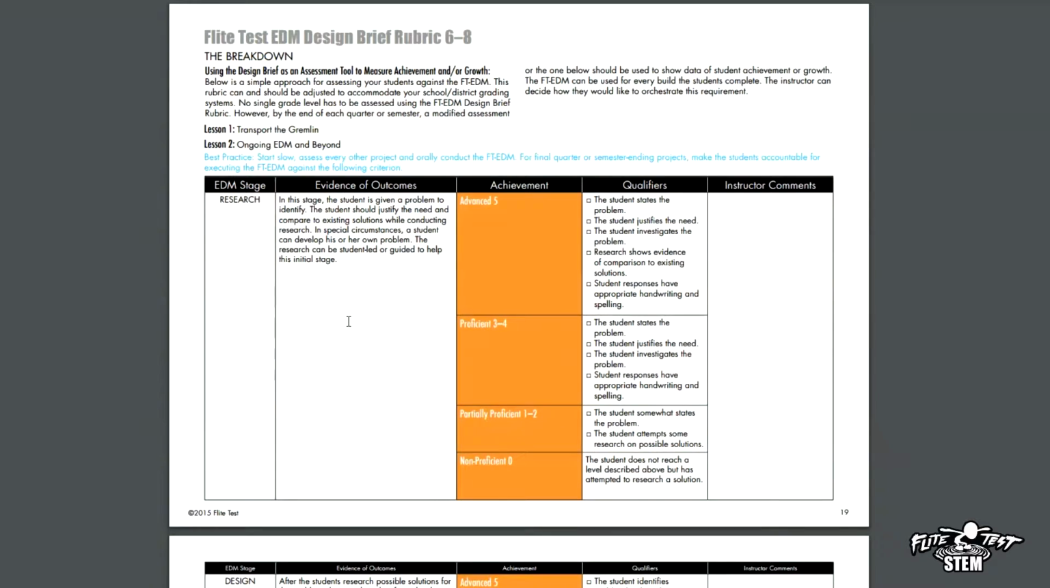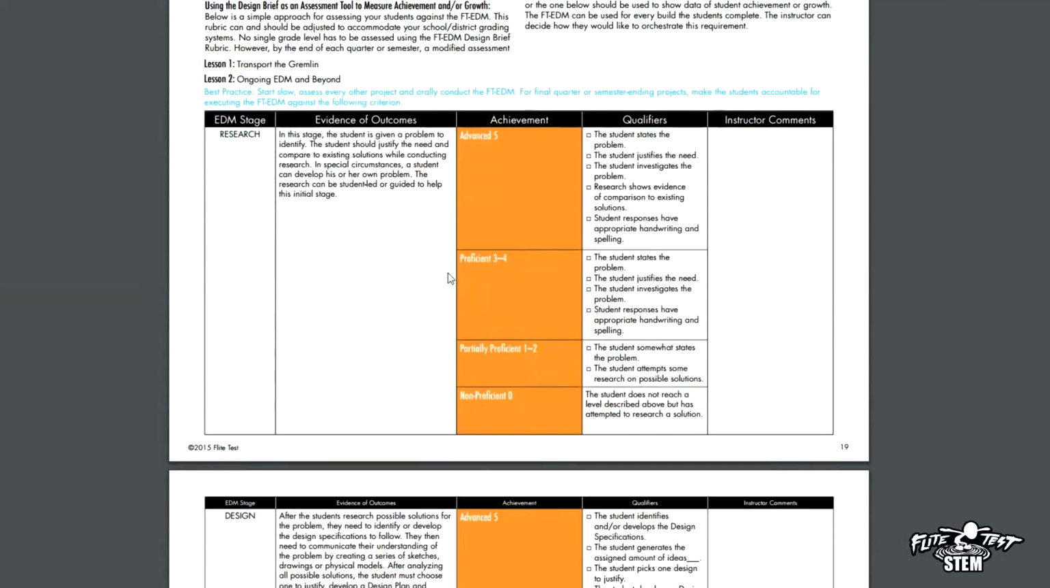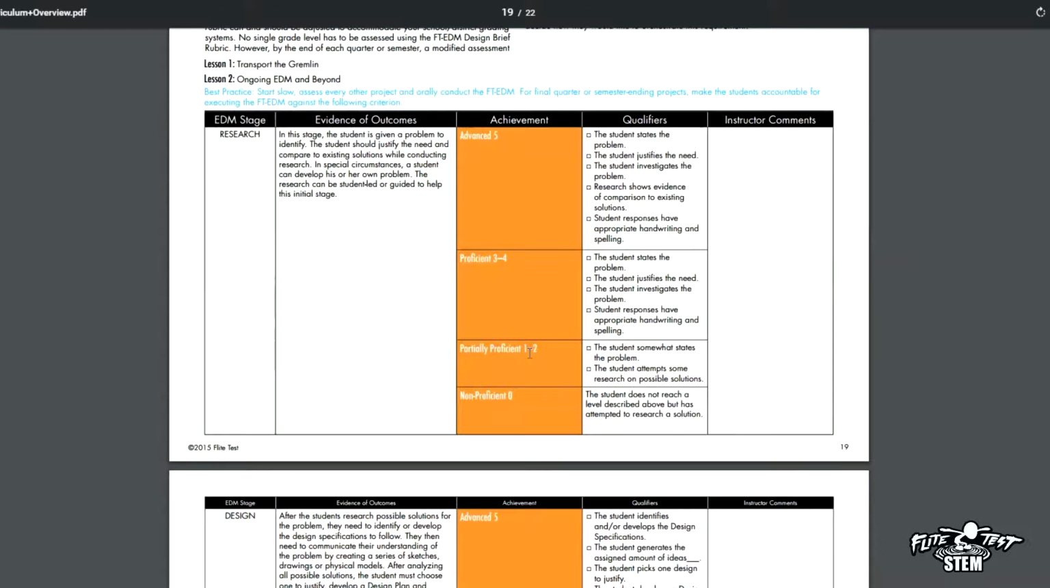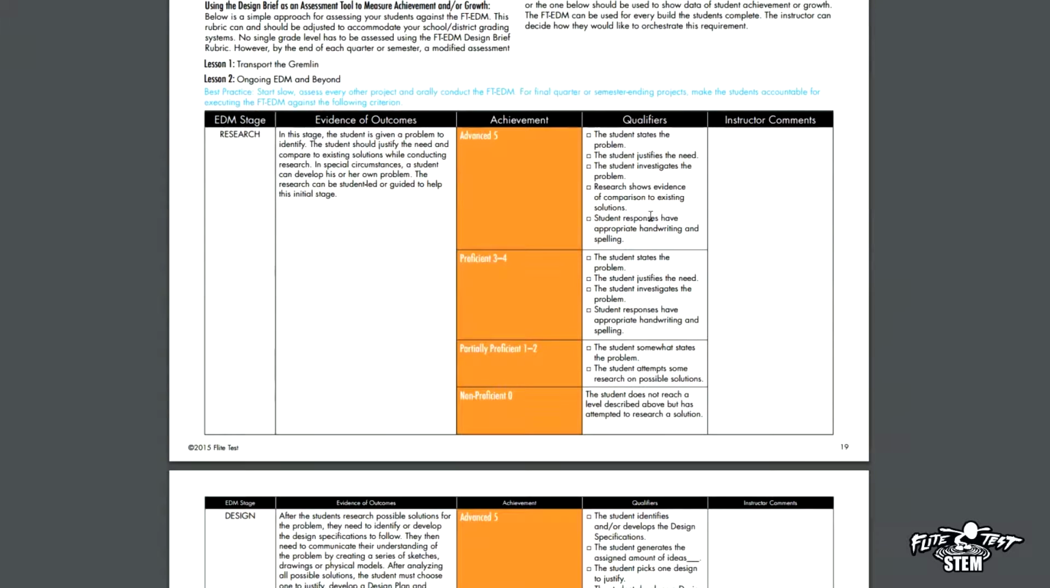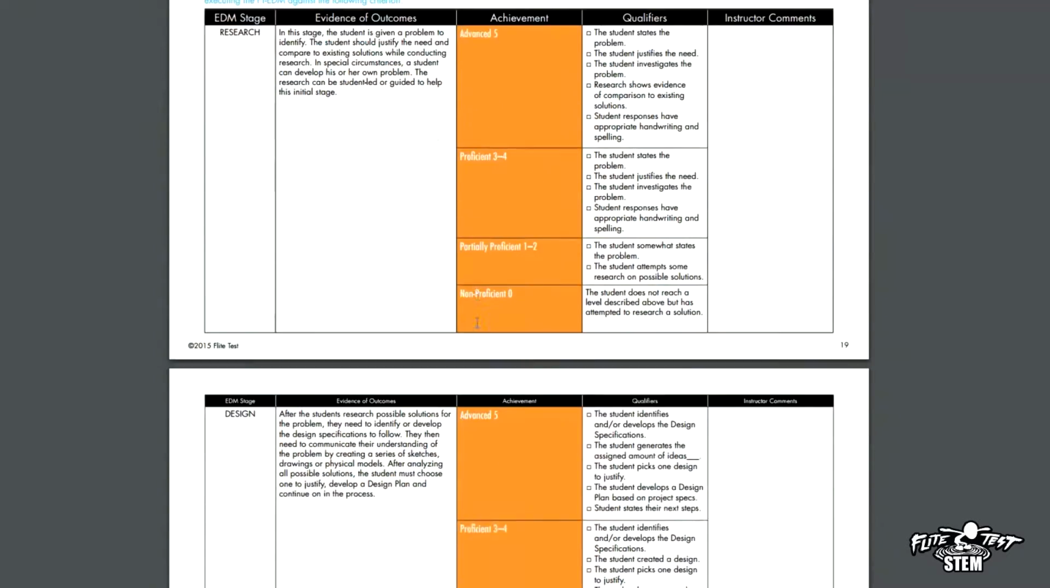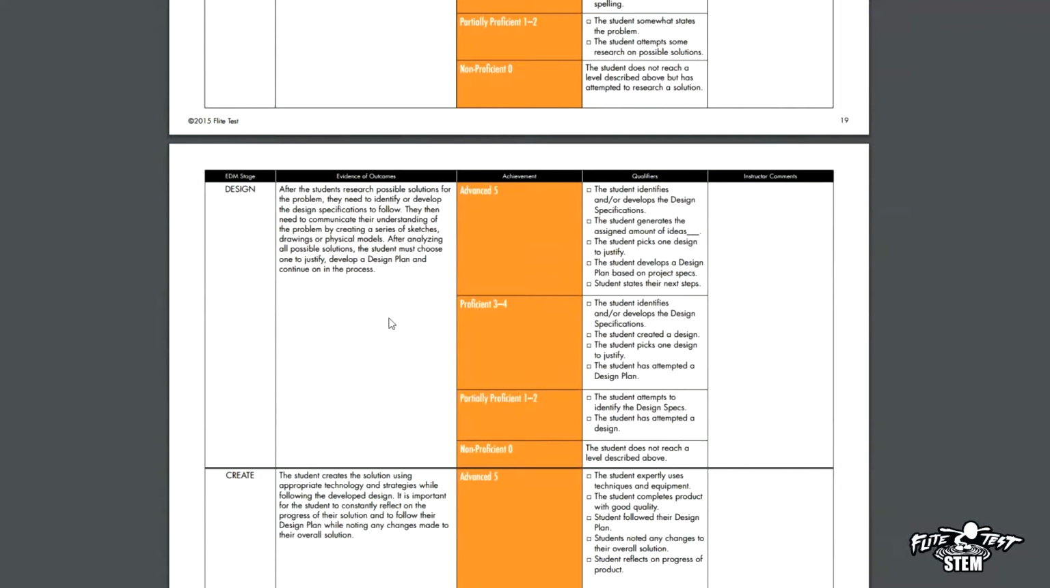And so the rubric really lays that out, and it allows you to see who's advanced, who's being proficient, who's being partially proficient, and they have the disqualifiers here of what makes them advanced and what makes them proficient, and so on, for both research, design, create, and test.